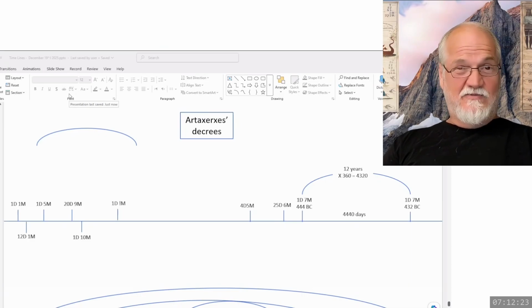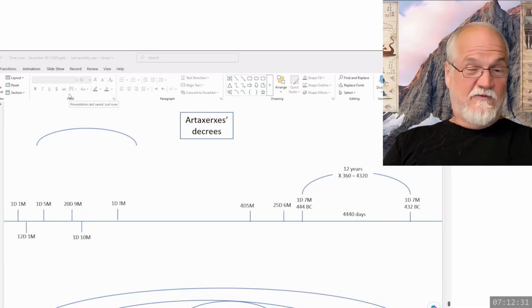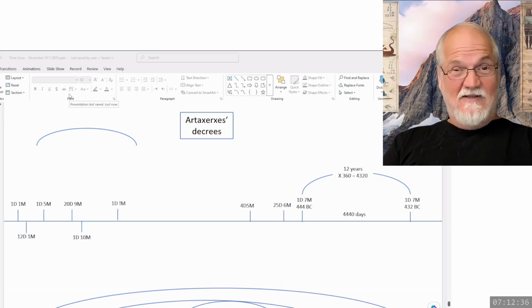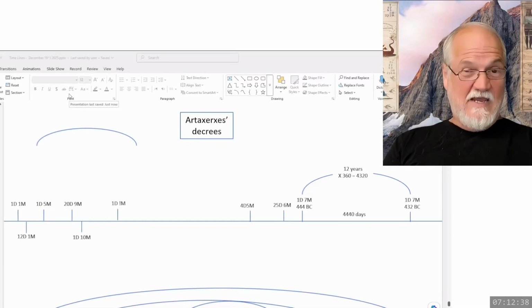with that extra zero. So the fact that we have 2 years that are 12 years apart, if we multiply them by a prophetic year, 360, we get the last date. If we just look at the number of days between it, we get the first date.